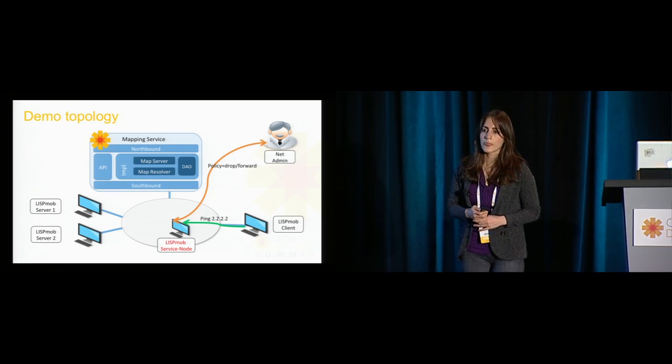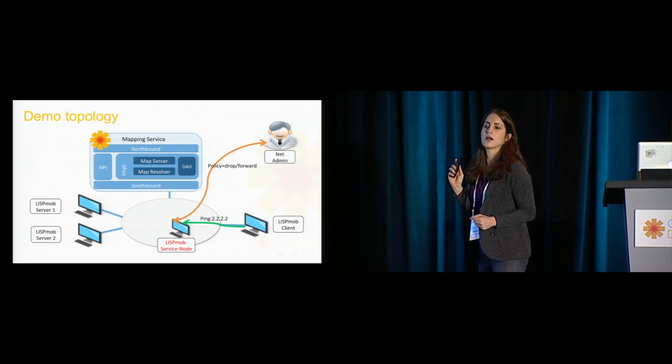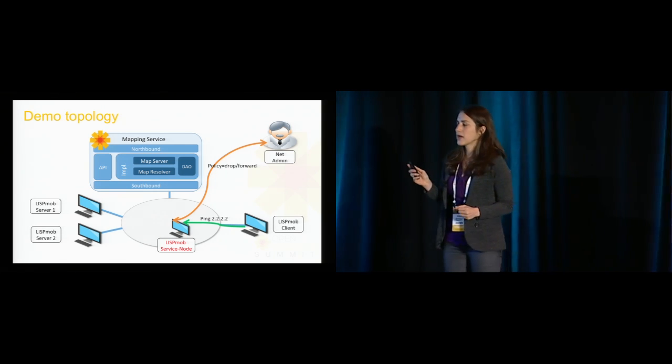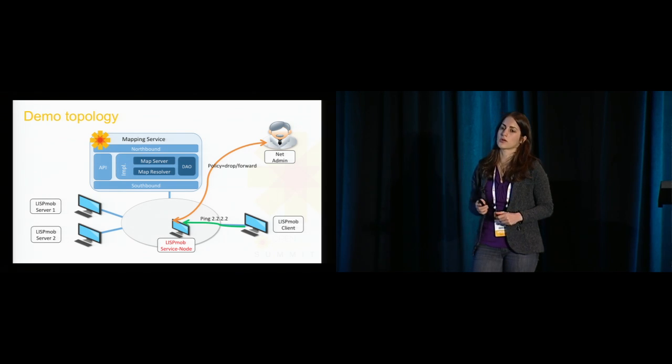When you have a successful ping, is the return path going to go back through the service node, or is the return path independent of the trigger? Okay, so the return path is independent, but you can set the policy for the return path as well to go through the service node. Here, I'm not doing that. So the return path is going directly, not through the service node.